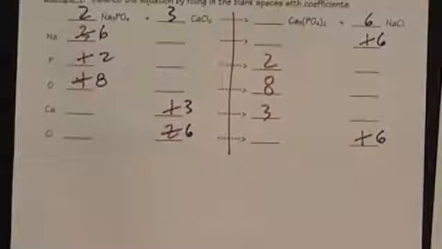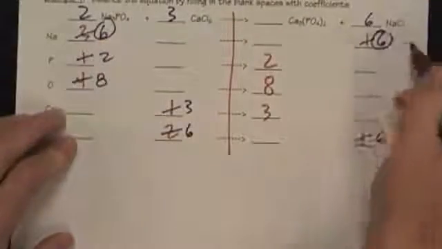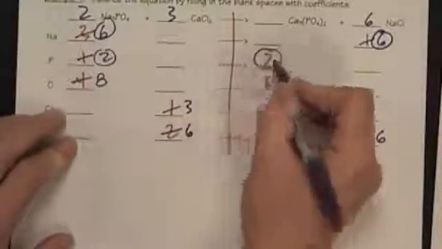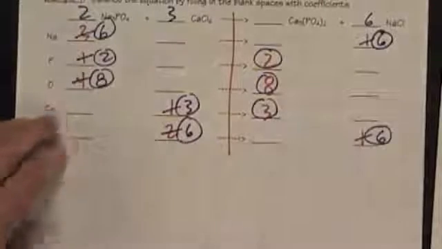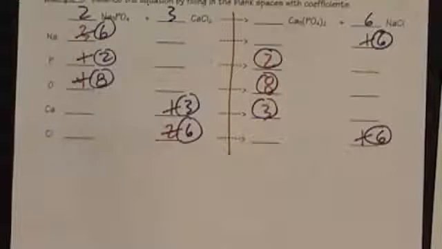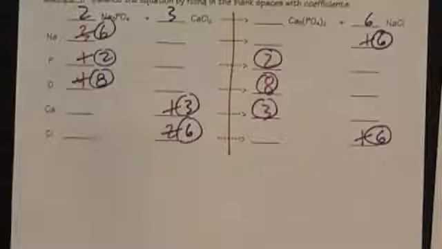Let's check to see if it balances. 2 sodium, nope, 6 sodium, 6, 2, 2, 8, 8, 3, 3, 6, 6. It's all good. That's what we're trying to do. We're trying to get the same number of atoms of each element on both sides by changing the coefficients, the numbers that go in front. And what's the coefficient right there? It's a 1. We don't have to write 1s to show that there's 1. We just write the formula of the substance one time, and that means there's just 1 of that substance.